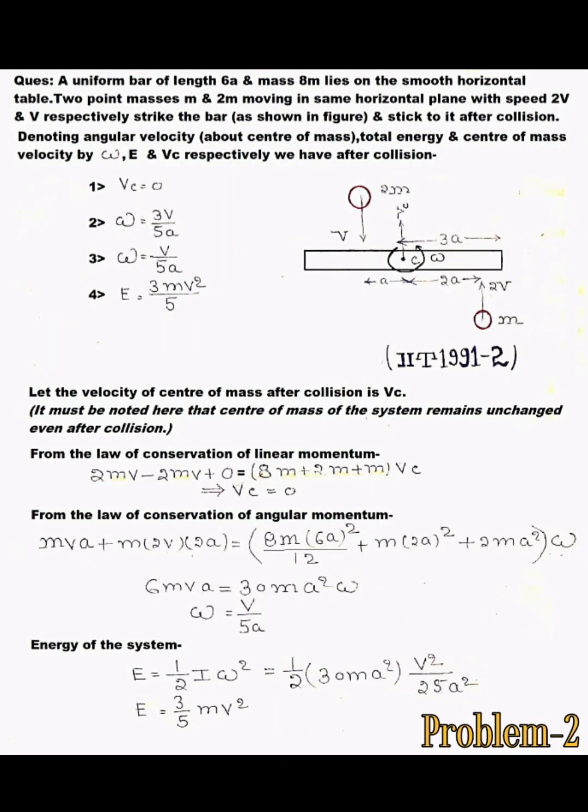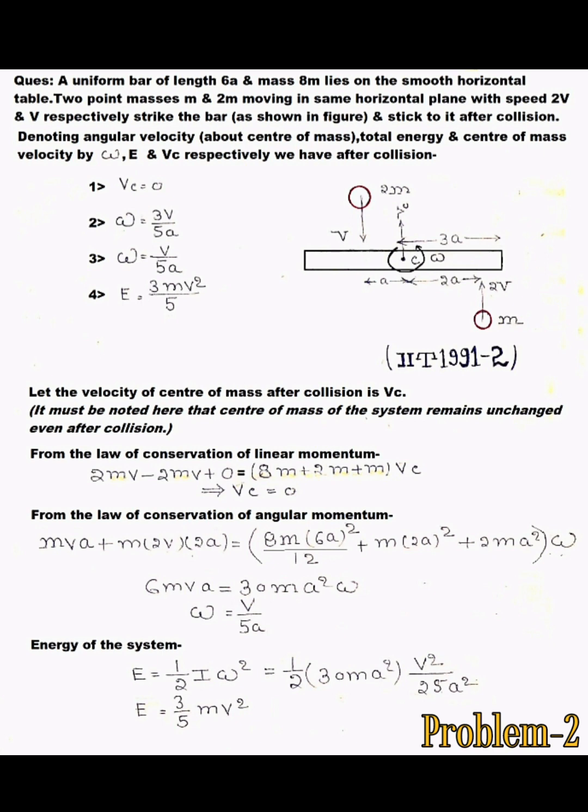Here the rod is kept on horizontal table and it is free for rotational and translational motion. 2 point masses of m and 2m hit as shown in figure. After hitting the rod, they stick to it. It must be noted here, after collision, the center of mass of the rod is not changed. Now once we consider the rod and the 2 point masses as a single system, all the forces acting during collision are internal forces, hence linear momentum of the system will be conserved.